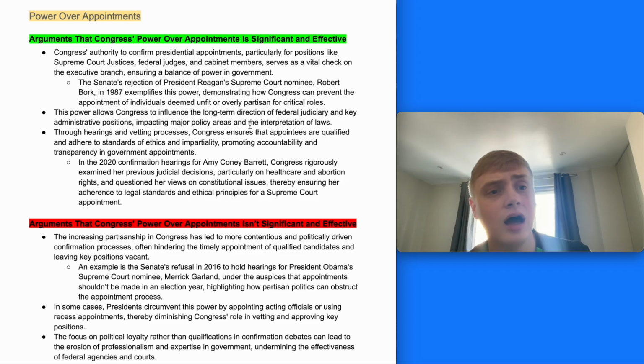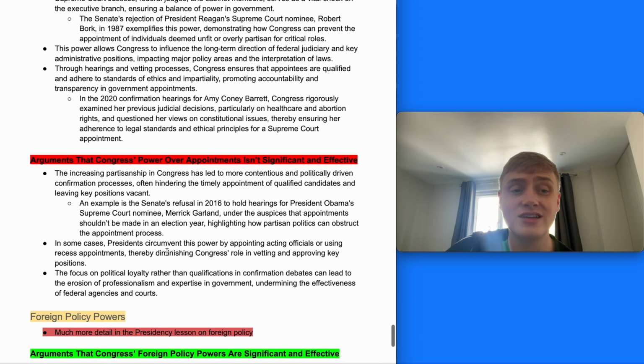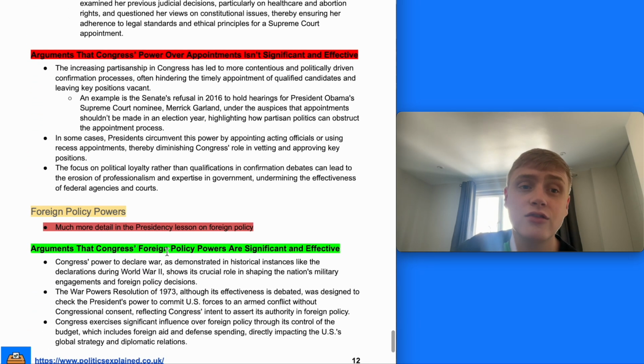And crucially, this power allows Congress to influence the long-term direction of the federal judiciary and therefore have an impact on policy. So, for example, the appointment of three conservative justices under the Trump administration by the Senate resulted in a policy impact, in particular the overturning of Roe v. Wade in 2022.